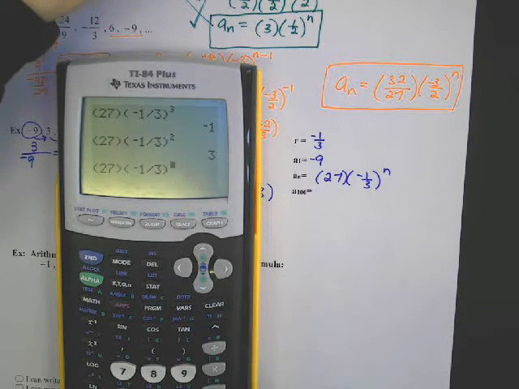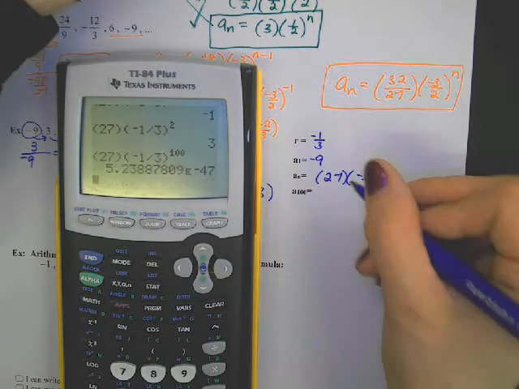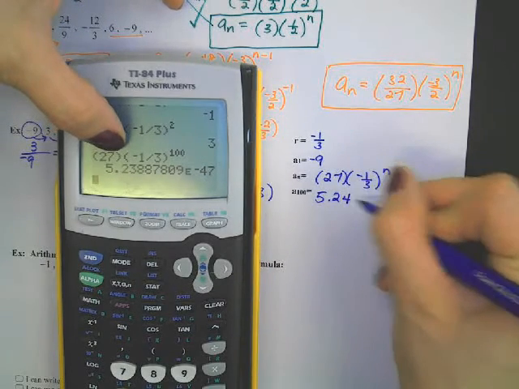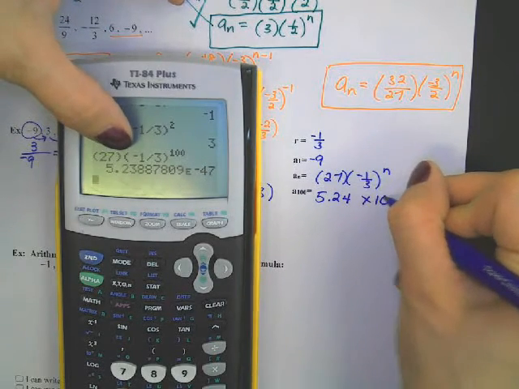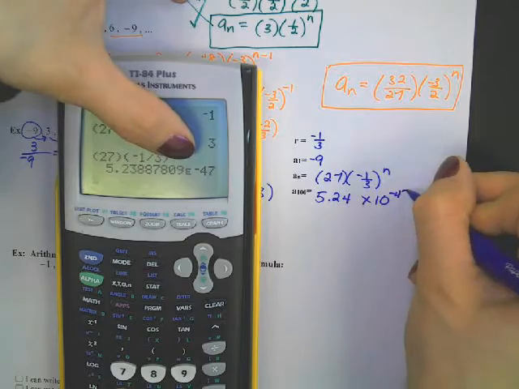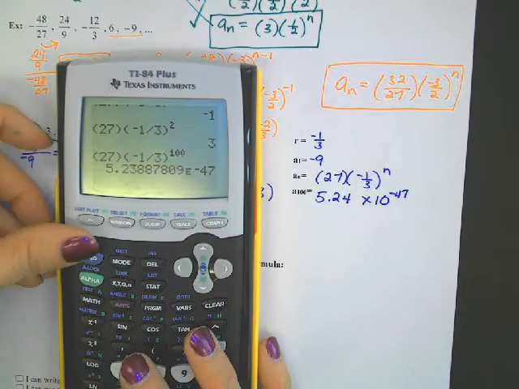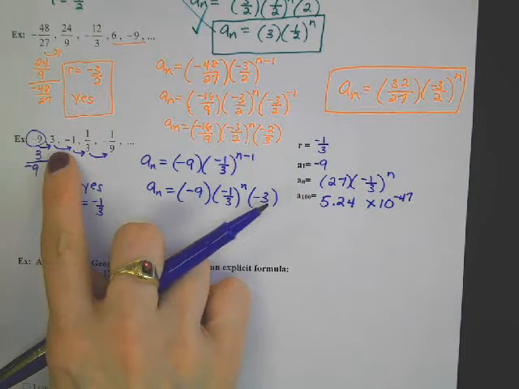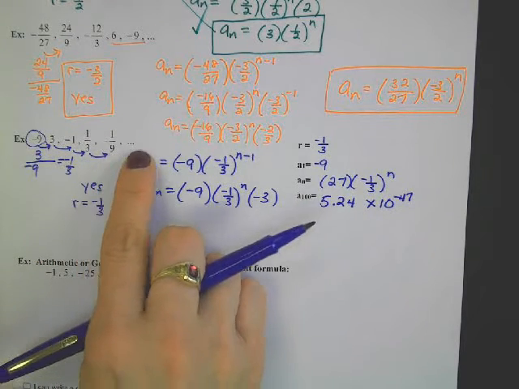So I'm going to make n be 100. 5.24, rounded, times 10 to the negative 47th power. Why is that getting so small? Oh, I see why. These terms are getting tiny, tiny, tiny.